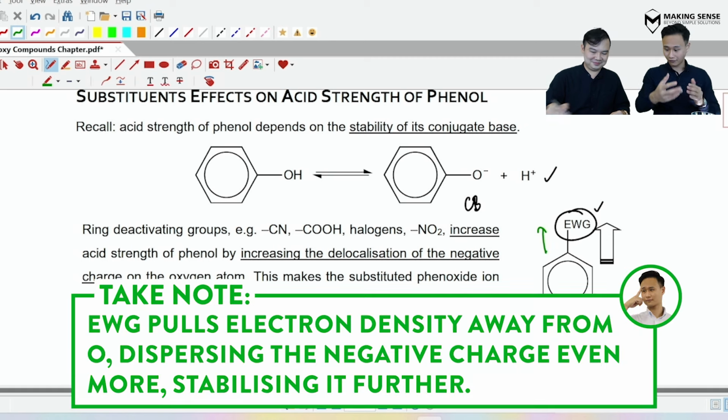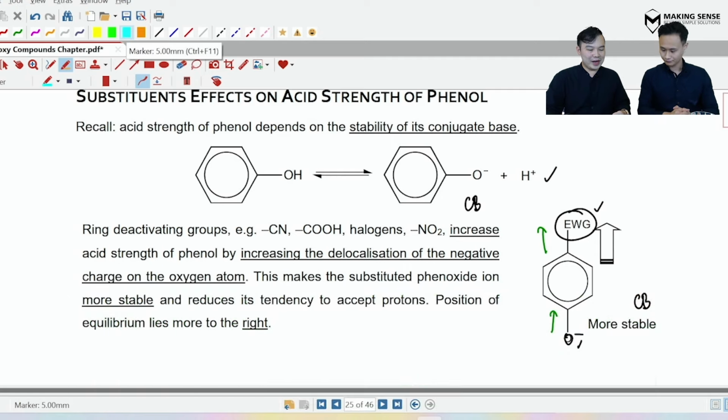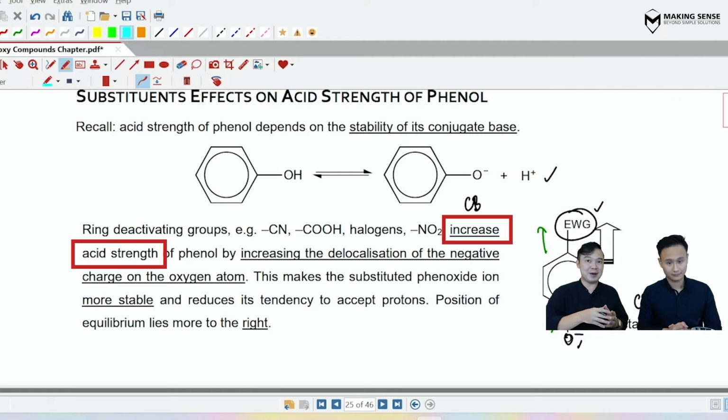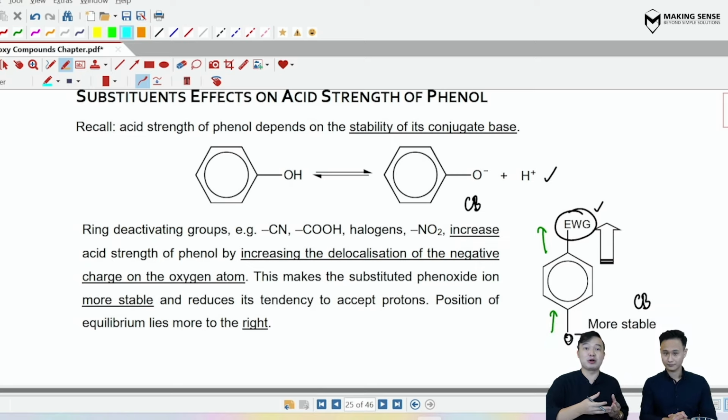That's right. So therefore, this conjugate base is definitely going to be more stable compared to your boring phenoxide. That's right. So at the end of the day, it means that you are going to make your new phenol, the one with the electron withdrawing group, more acidic than expected. Exactly. Okay. Mr. Tim, can you share with me what are some examples of electron withdrawing groups then?